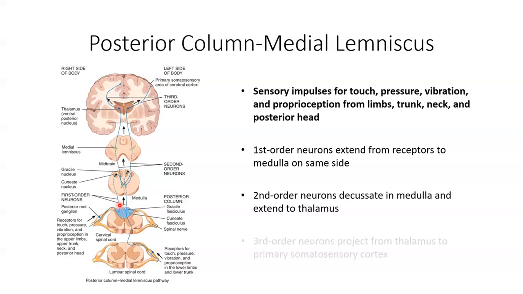These neurons then synapse with dendrites of our second order neurons in the medulla, so you can see that synapse occurring here. The axons of the second order neurons will then decussate, so we cross over to the opposite side, and then they form the medial lemniscus in the brainstem, which goes all the way up to the thalamus. In the thalamus, these neurons will synapse with the third order neurons, which then project out to the primary somatosensory cortex on the same side of the body.